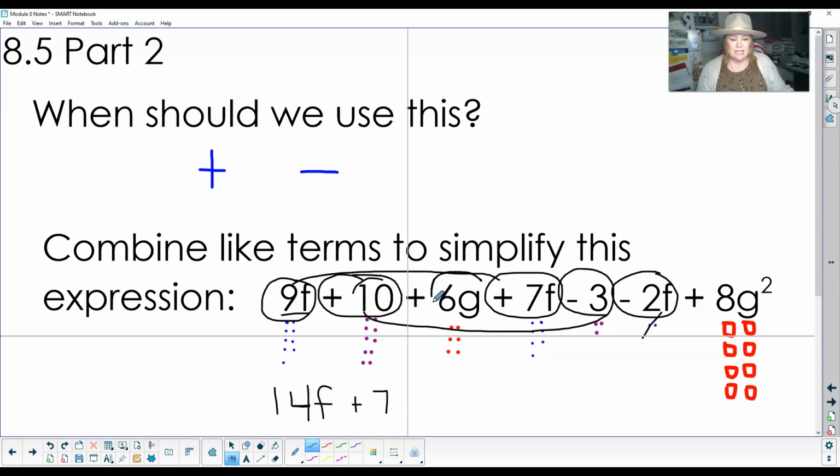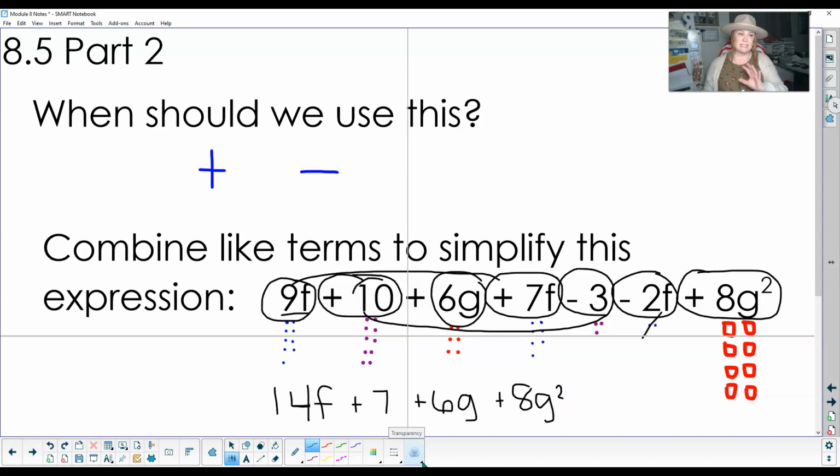Hey, I'm looking for any G's. Well, over here I can see I have G squareds, but these are not the same, right? This is just a G. And this is a G times G. Not the same. They're related, like they're cousins, but they are not siblings. Okay, so these are like the same family. So I just have 6 G's. And my last thing is my G squareds. I do not have any other G squared, so I just put 8G squareds.